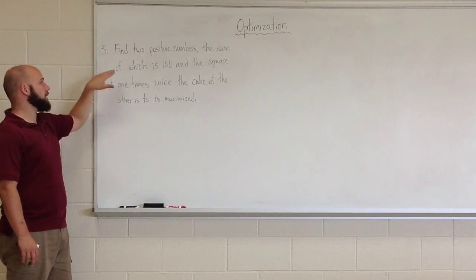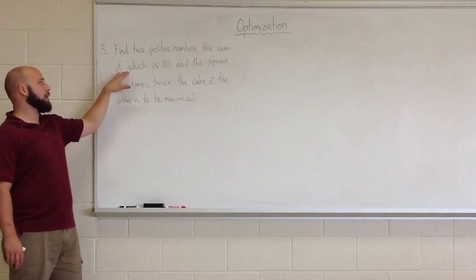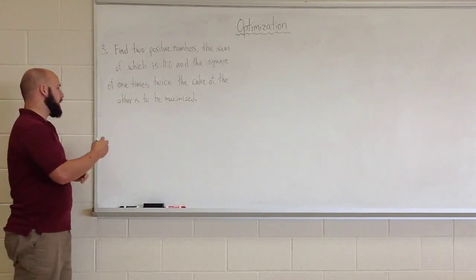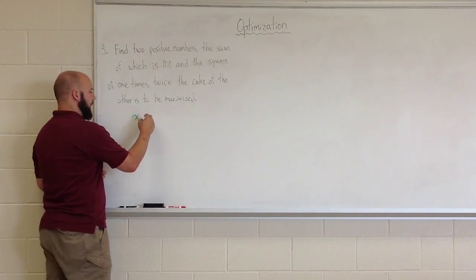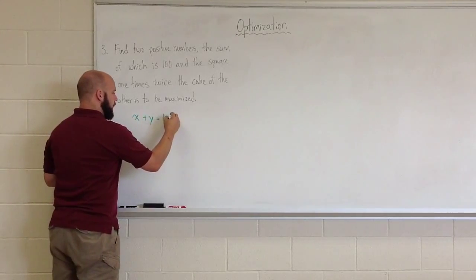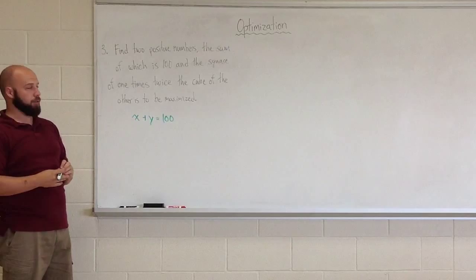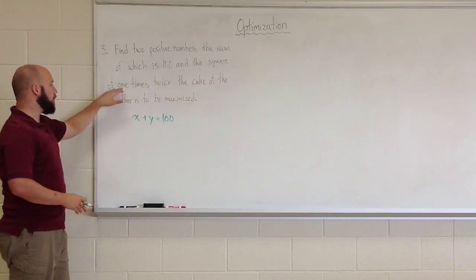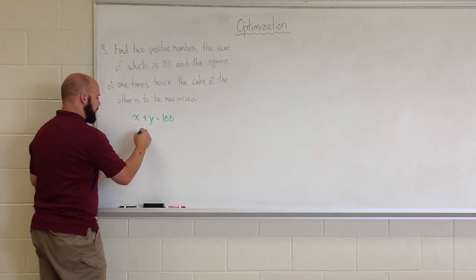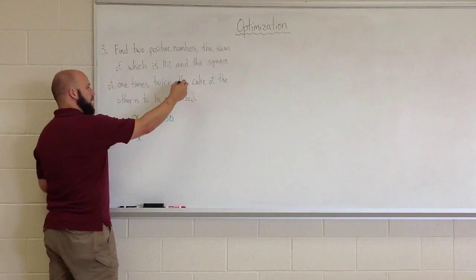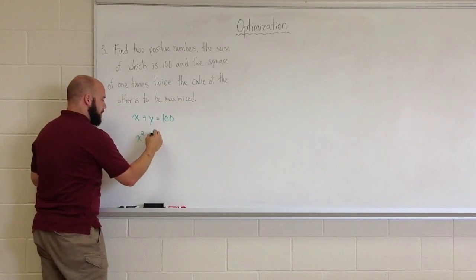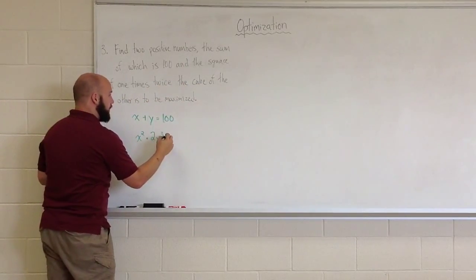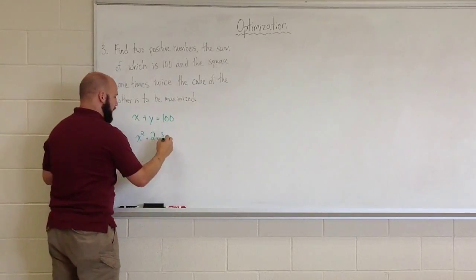So our first part says find two positive numbers, the sum of which is 100. Stop right there, let's give the two numbers, let them be x and y, and make them added together to equal 100. Then it says the square of one, so let's call this one x squared, times twice the cube of the other, times 2y cubed, is to be maximized.